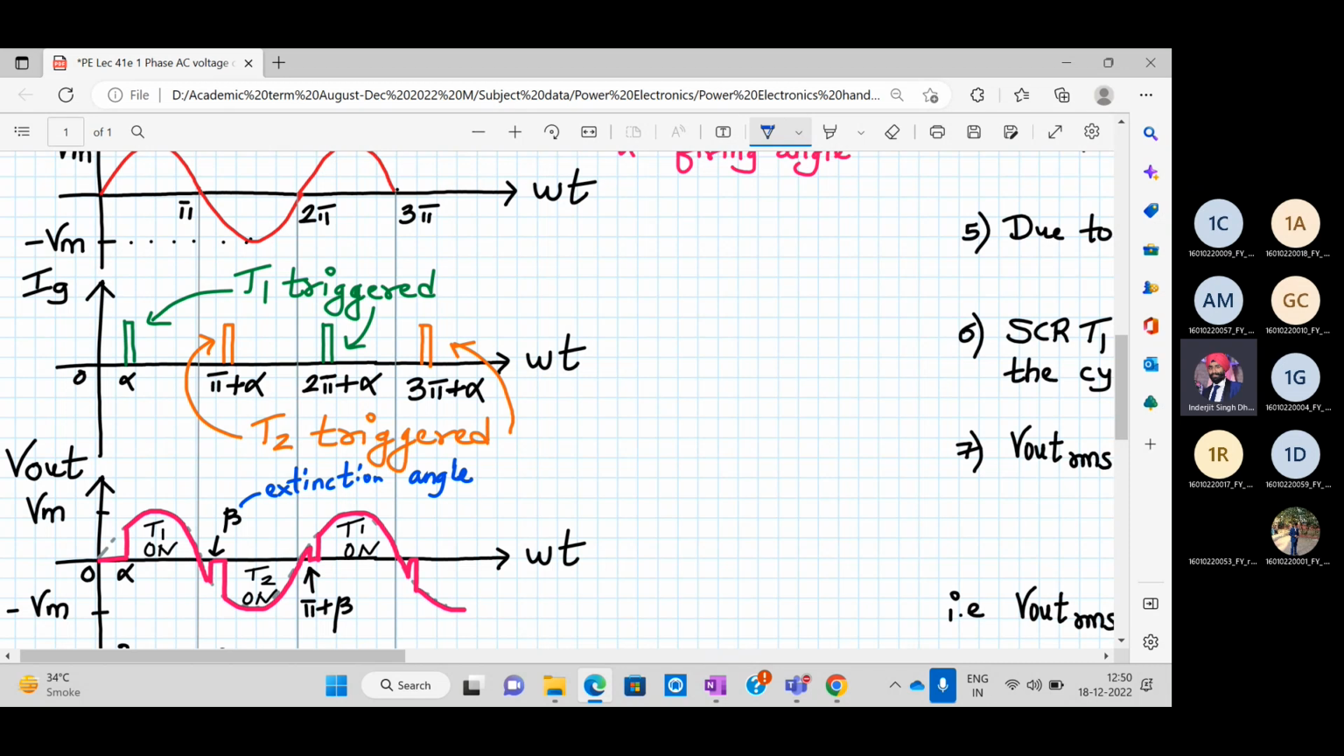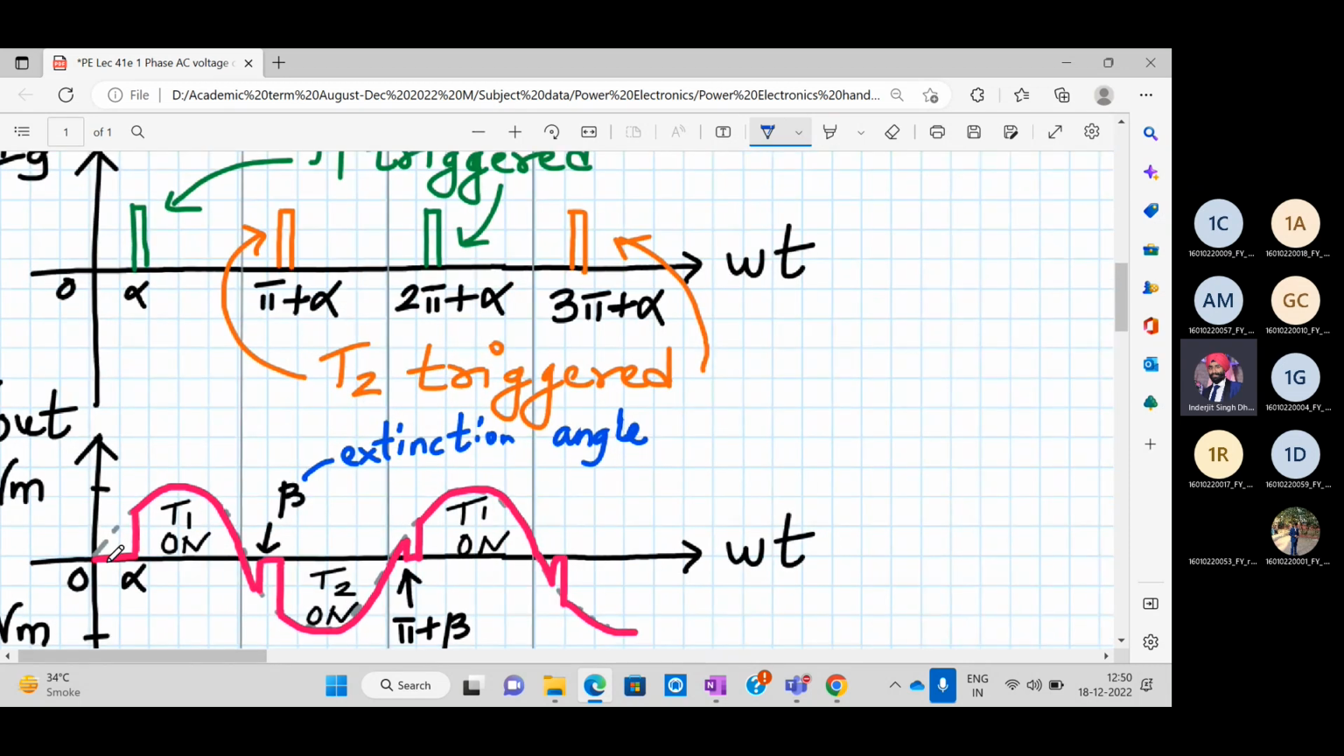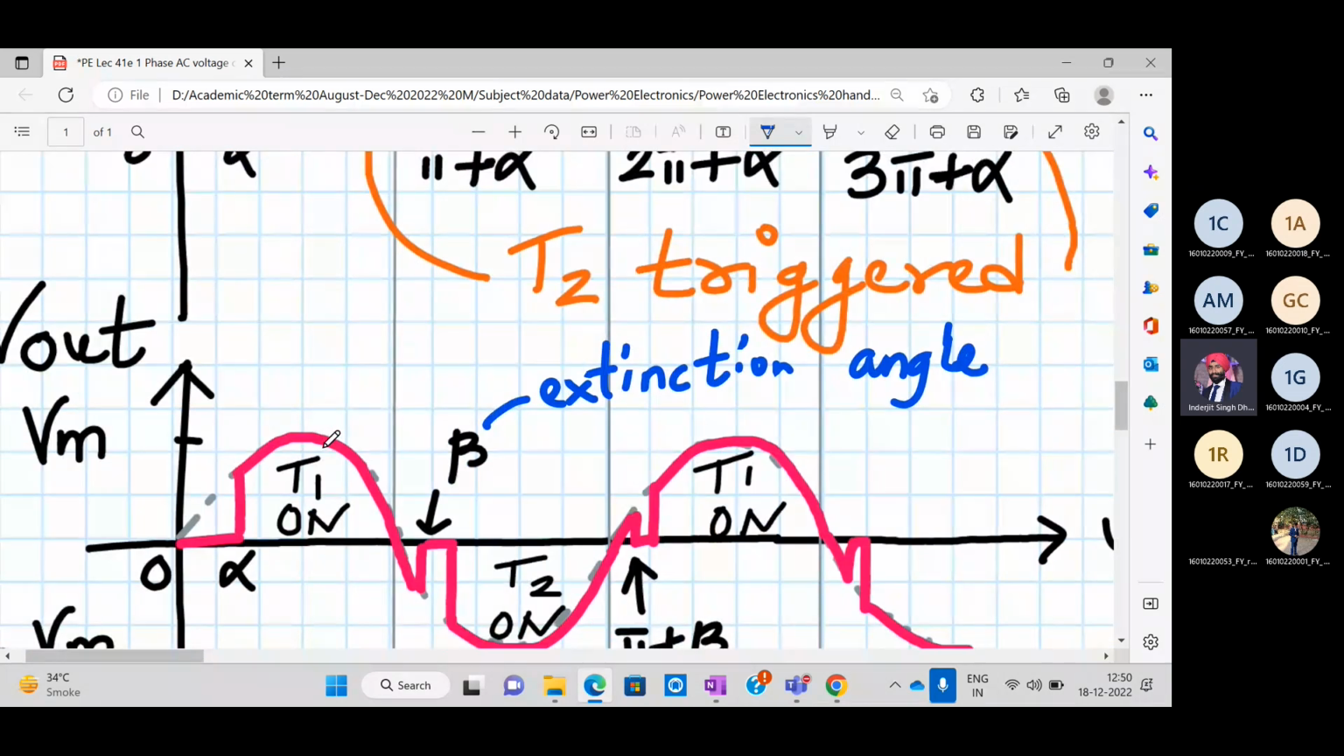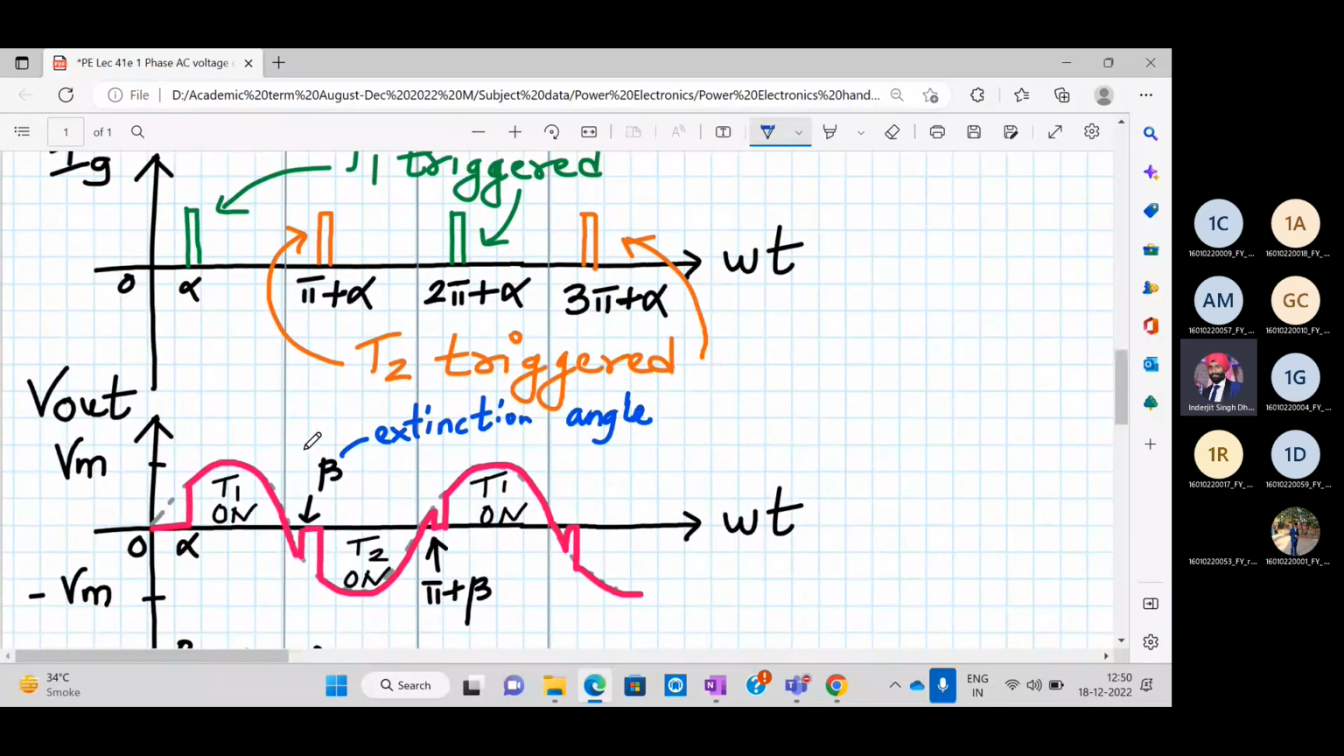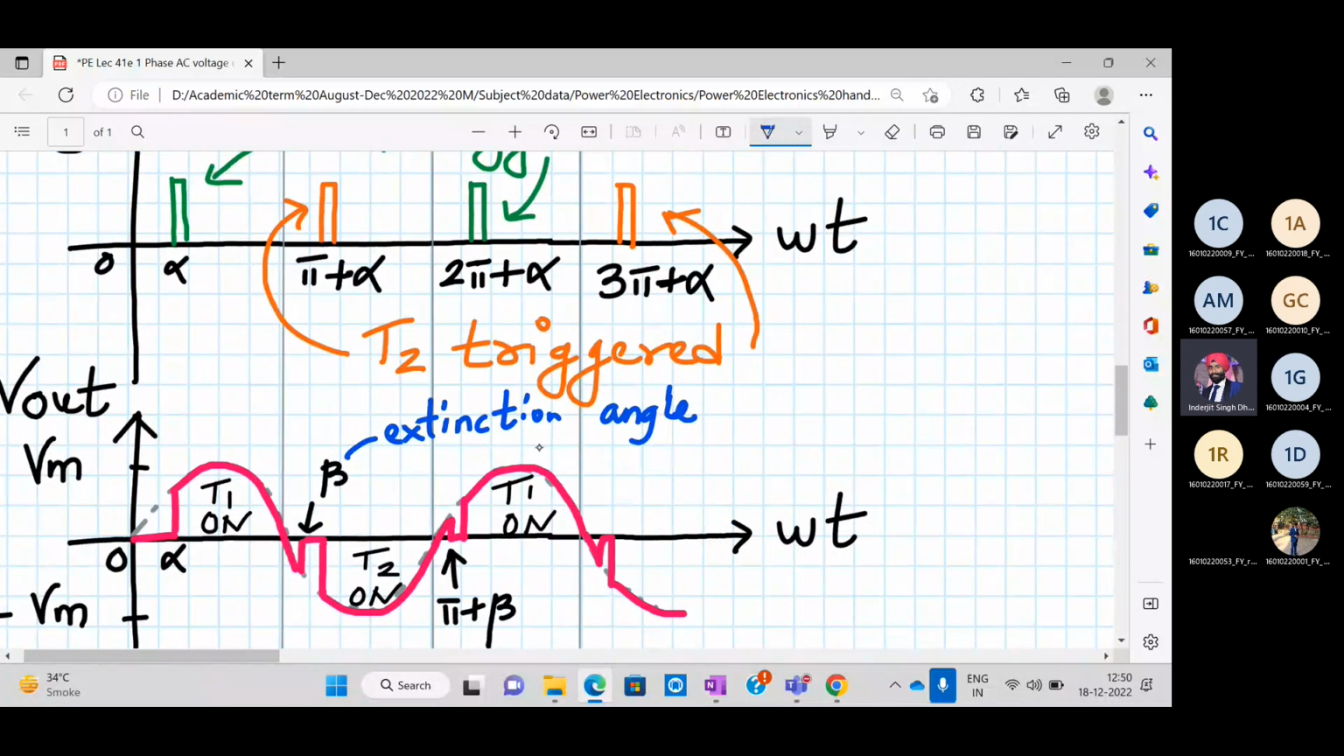And once it reaches a beta value, here it is. I'll just concentrate over here. Once it reaches a beta value, see, beta should be less than pi plus alpha. So you select your firing angle in such a way that the extinction angle comes first, and then the firing angle comes for the next SCR, because the other SCR should be turned off before the next SCR is turned on, right? So over here there is beta. So till beta, your output value will continue.